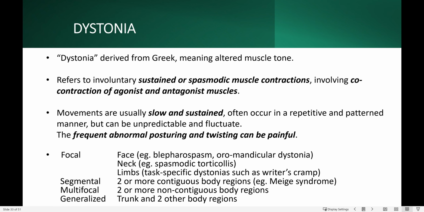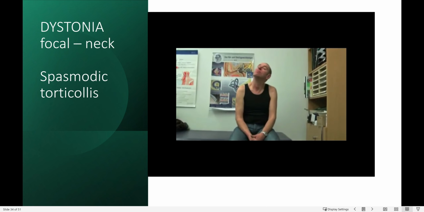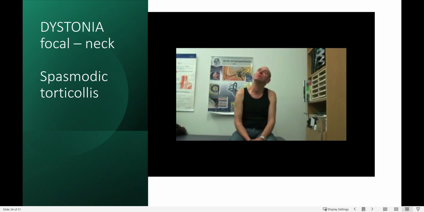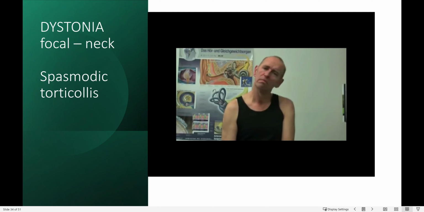body regions are affected. So here's the focal dystonia affecting the neck, spasmodic torticollis or wry neck. To begin with, you can see overactivity of the left sternomastoid such that the head is turned to the right and tilted upwards. And sometimes you do get overactivity on the right side as well, resulting in the head turning to the left.